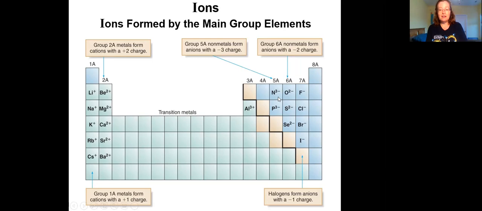Group 5A gains 3 electrons. Group 6A, 8 minus 6 is going to be a 2. So these guys in 6A have a -2 charge. And everybody over here in group 7A, my halogens, they all have a -1 charge.